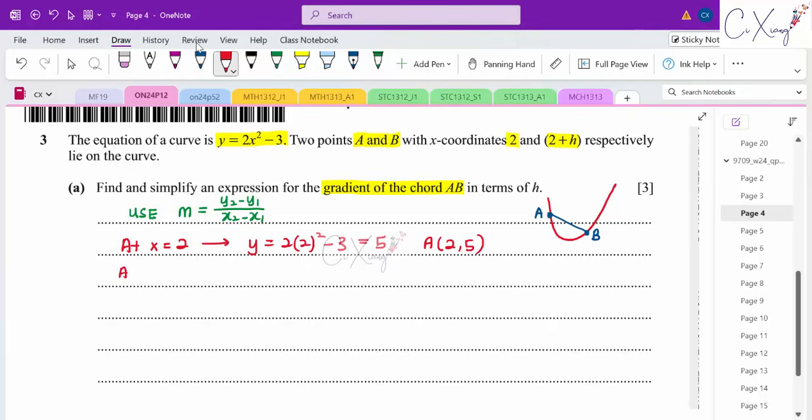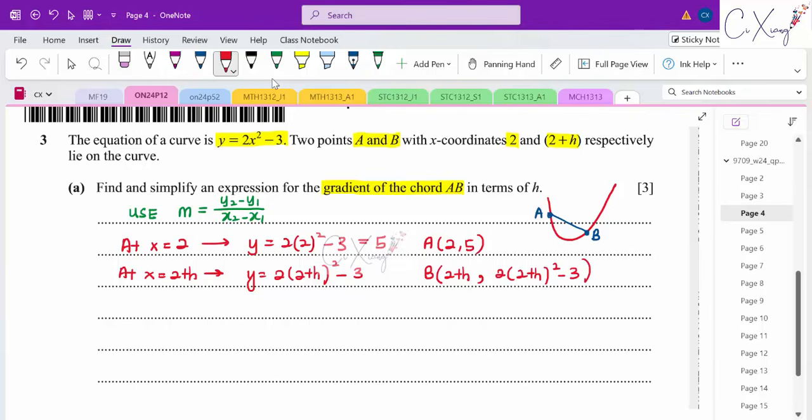How about at x equals 2 plus h? What will happen to the y coordinate? So you're having 2 and then substitute 2 plus h into the y equation. Then, if you want, you can expand it. Okay, but maybe for me, I just keep it in this way first. Right, then I know that my B is 2 plus h, and then it is 2 times (2 plus h) squared minus 3.